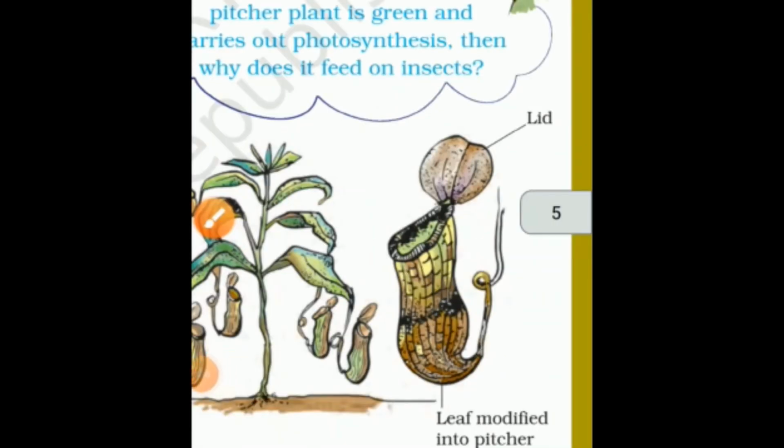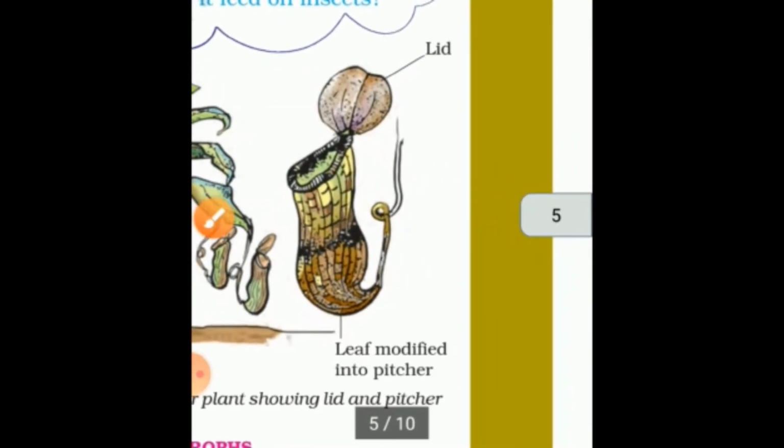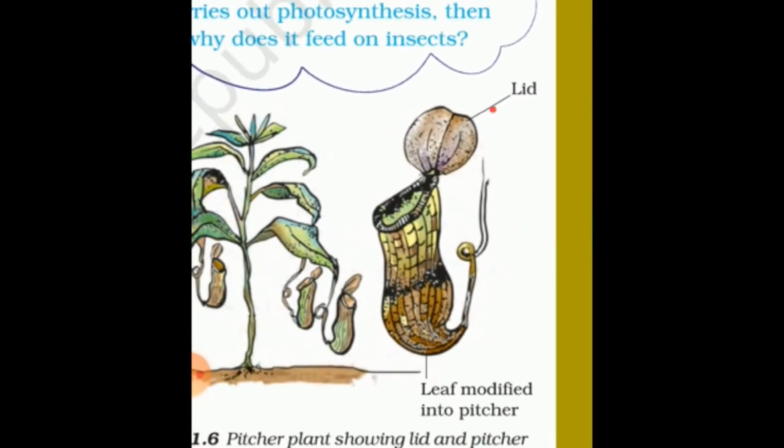Insectivorous plants. There are a few plants which can trap insects and digest them. Such insect-eating plants are called insectivorous plants. Example, pitcher plant. You can see in the given diagram. In this plant, the pitcher-like or jug-like structure is the modified part of the leaf. The apex of a leaf forms a lid which can open and close the mouth of the pitcher. Inside the pitcher, there are hair-like structures.